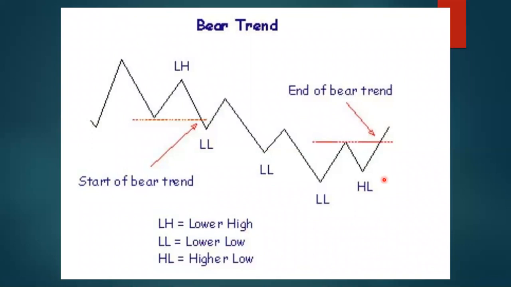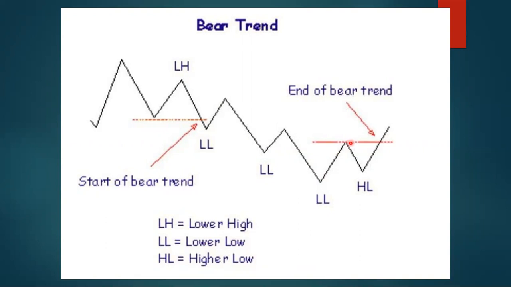So how do we know that we are coming to an end of our downtrend? By downtrend, we mean a bear trend. An uptrend is a bull trend, and a downtrend is a bear trend. As we can see, a downtrend consists of lower highs and lower lows.